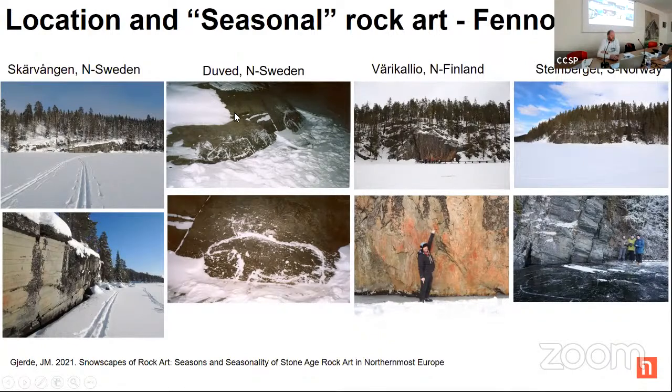At the river in northern Sweden at Duve, you can see how the snow is making the rock art come out. This was how it was when I got to the site. Varikalu in northern Finland is the same thing. And the interesting thing is there is no fluctuation of the water level. It's stable throughout the year.